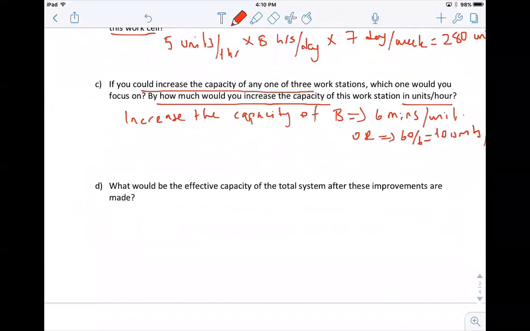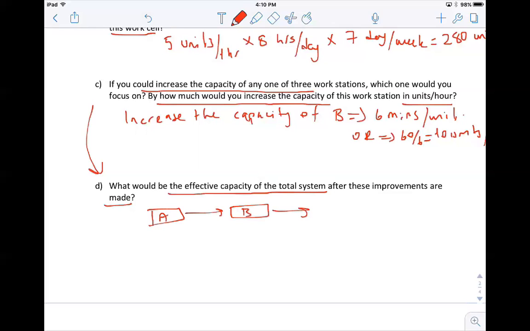And then part D asks what will be the effective capacity of the total system after these improvements are made, referring to the previous part. It is basically saying that now in your workstation A, workstation B, and workstation C, let's assume that after 1 hour, you are producing 10 units, 10 units, and 10 units. And at the end of the line, after 1 hour, it will be, again, 10 units per hour.